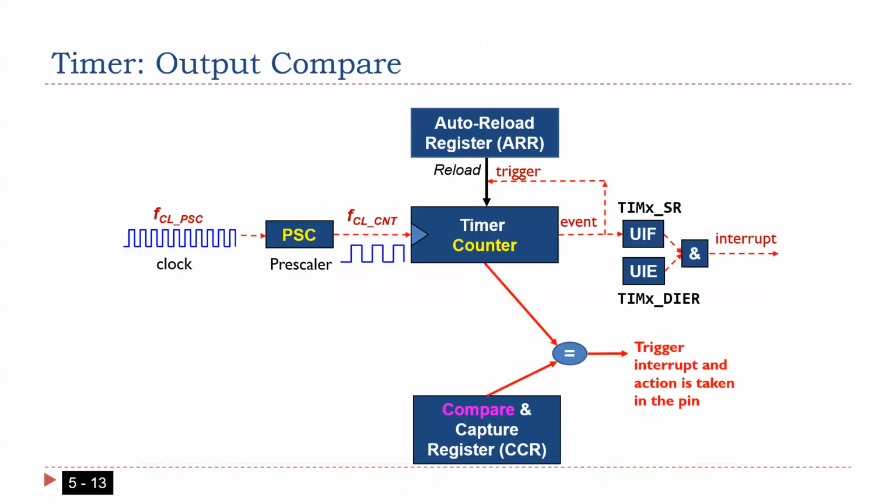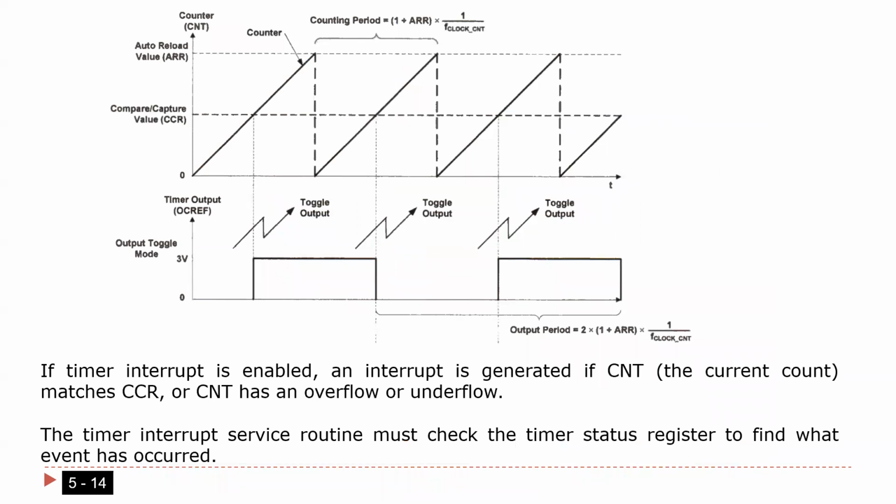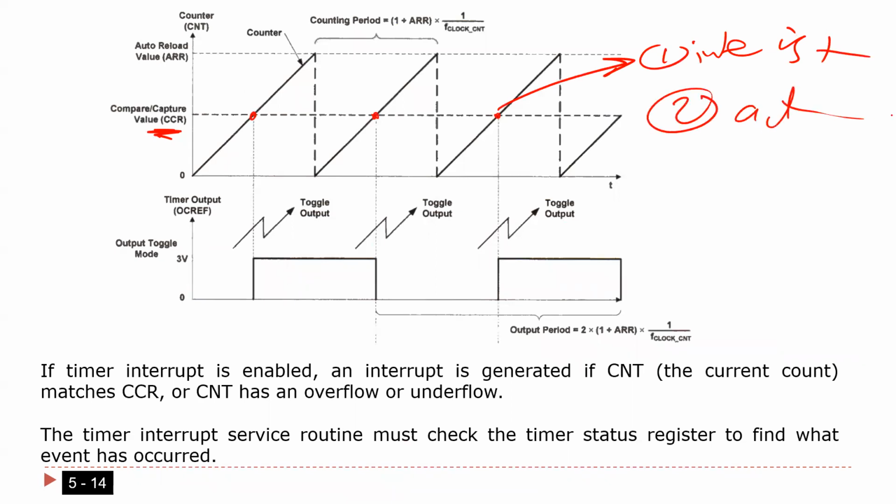Now I'm going to link the counter to output compare. How? I'm going to tell you. This is the counter. As I told you, the counter is going to count from 0 until ARR. Now I have another register, which I'm going to call CCR. Every time it's equal at this moment, two things should happen. Number 1, an interrupt is triggered. Number 2, action should be taken on the pin.